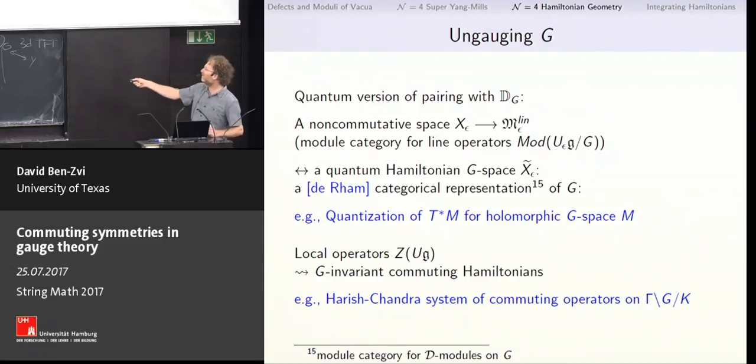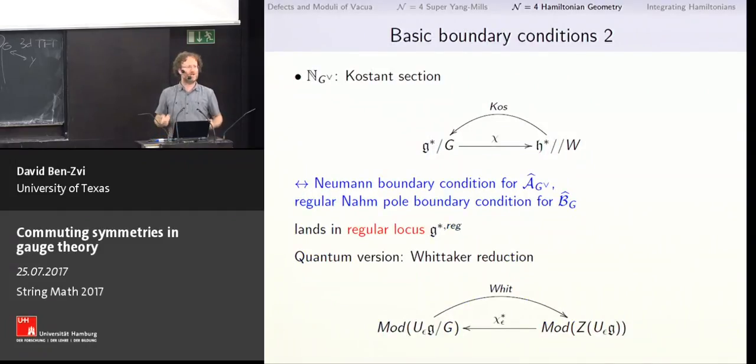This is something very classical. This example is the Harish-Chandra system of commuting operators on a locally symmetric space. You look at a quotient of a group G, and you get a bunch of commuting differential operators coming from the center of the enveloping algebra. So it's just saying that in a really complicated way. Okay, great.